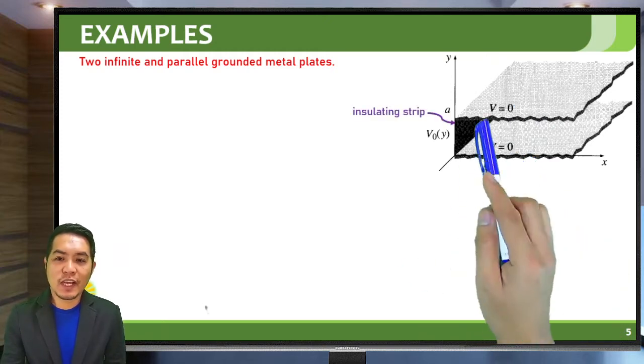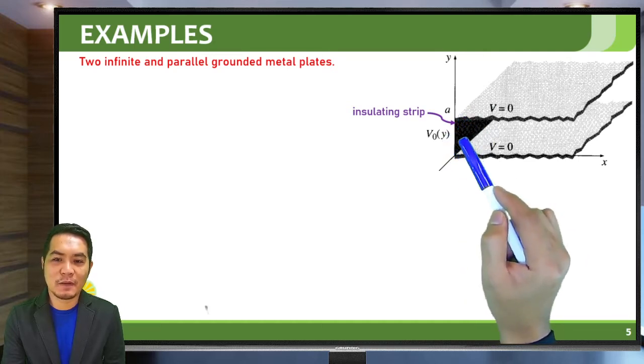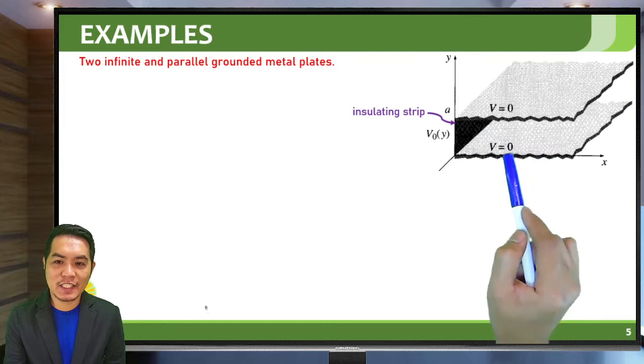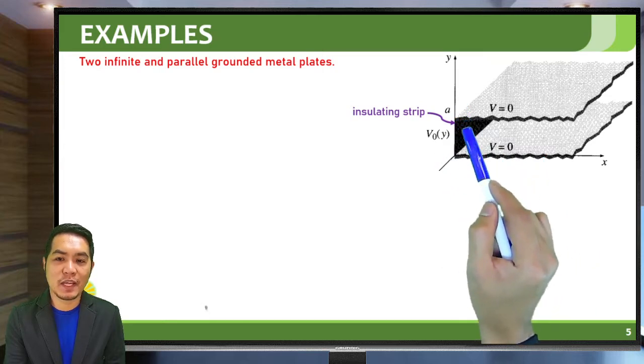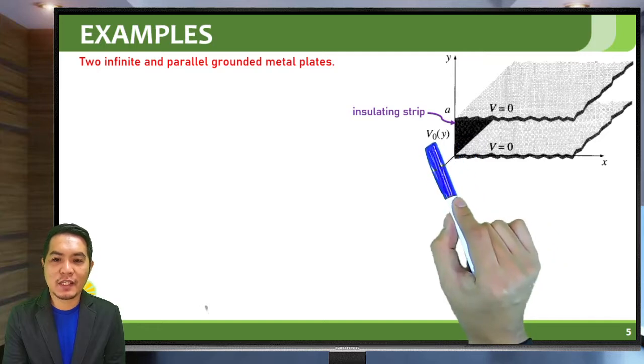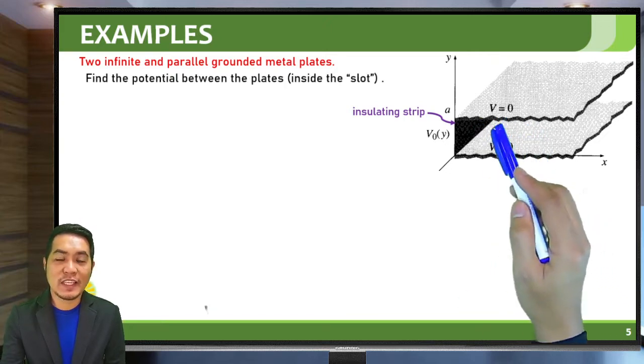These two plates are in the xz plane, and you connect the two plates with an insulating strip, this black strip here, at x is equal to 0. So this is in the yz plane now, and the potential there for the insulating strip is V naught, which is not yet specified, but it's a function of y. We are then asked to find the potential between the plates, or inside the slot here.